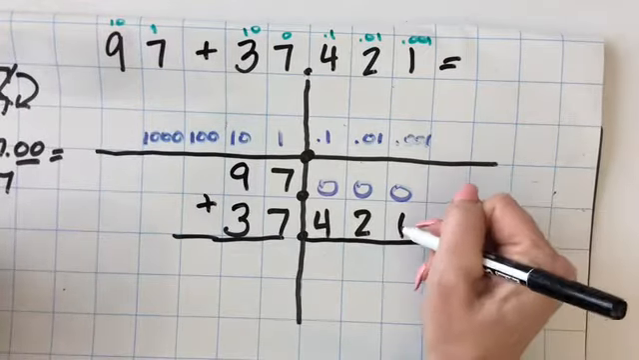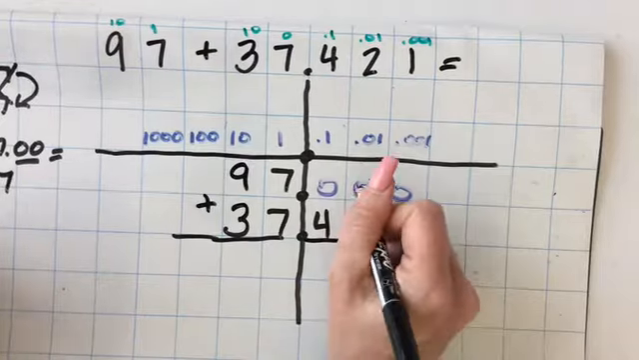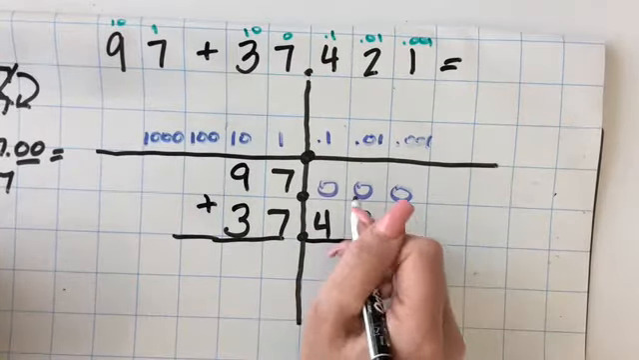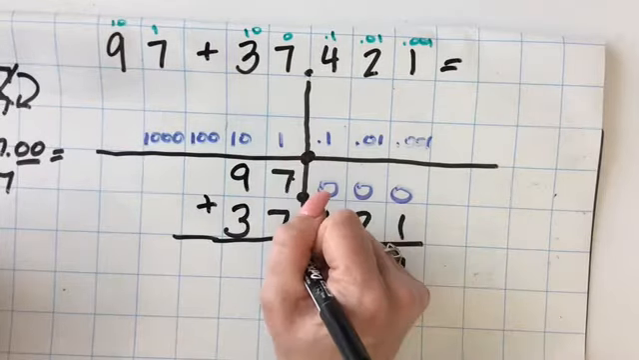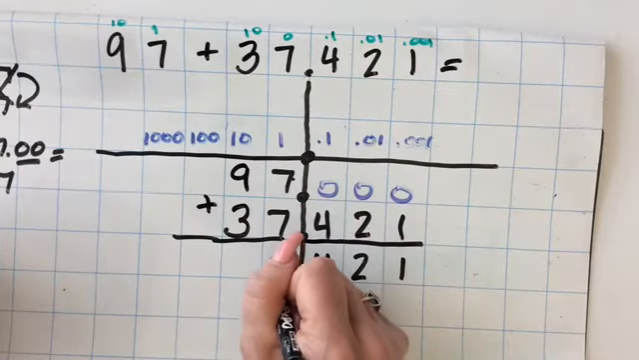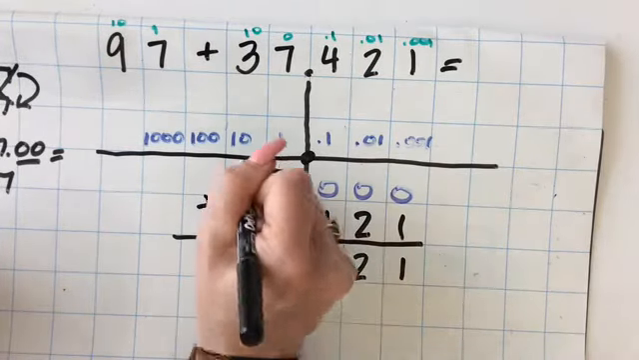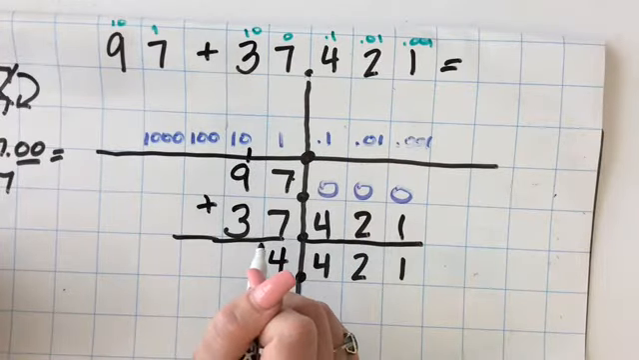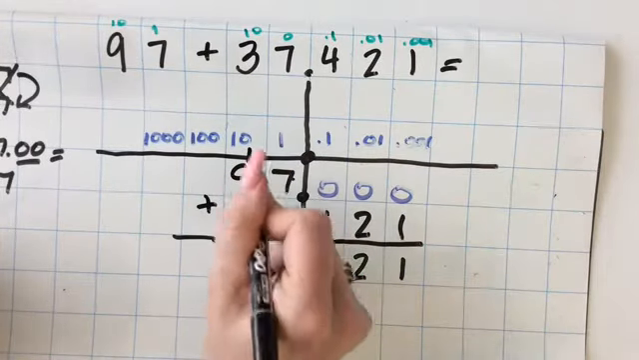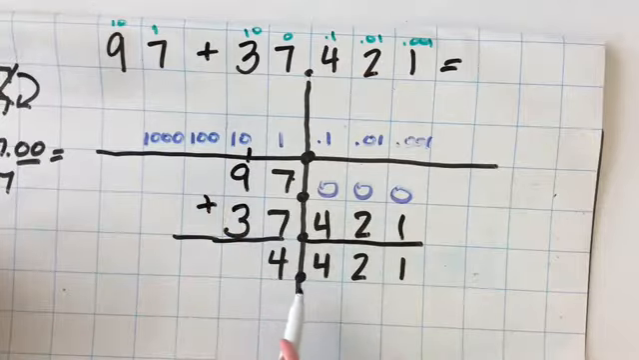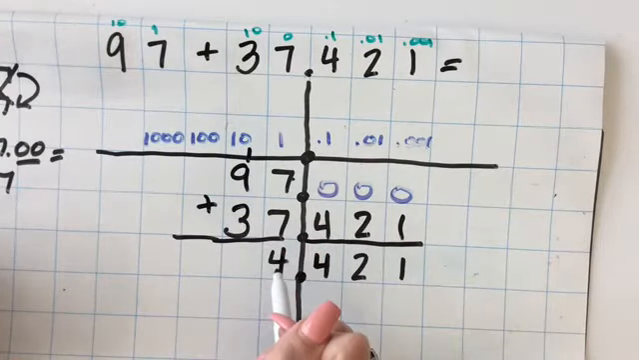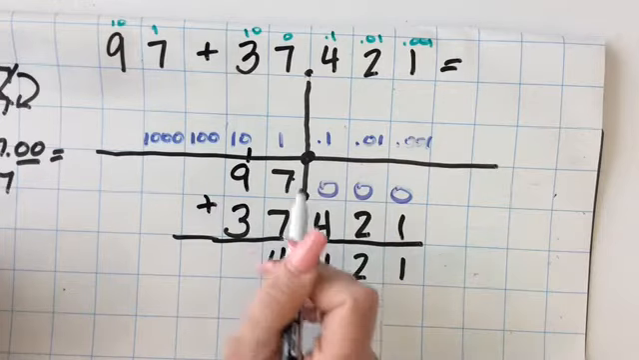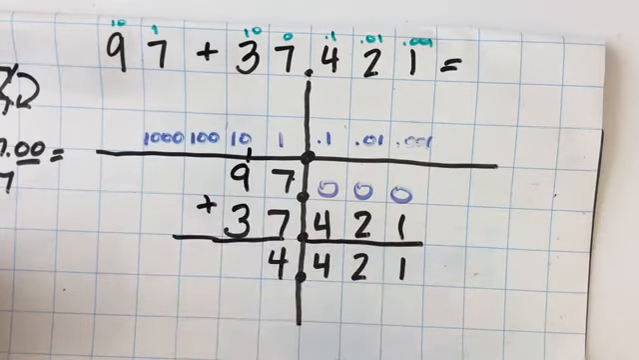I have 0 plus 1 is 1, 0 plus 2 is 2, 0 plus 4 is 4. I have 7 plus 7 is 14. Remember, 4, and I have to regroup the 1. So there is my 14 right there. There's my 1, there's my 4, but I only want to have one number sitting in that place value. So I have my 4 in the ones place, and I regroup the 1 to the tens place.